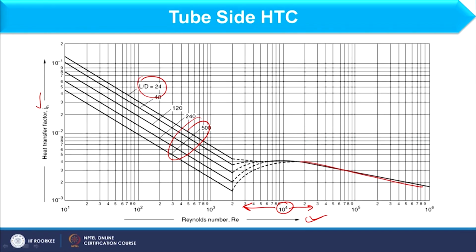If you correlate this with the given equations, that is the Sieder-Tate equation and the Hausen equation for laminar as well as transition flow, there L by D was also present, so you can relate it with these curves. You can directly use this curve to find out j_h, and then you can find the tube side heat transfer coefficient. Till now, whatever expressions we have used are based on the fluid.